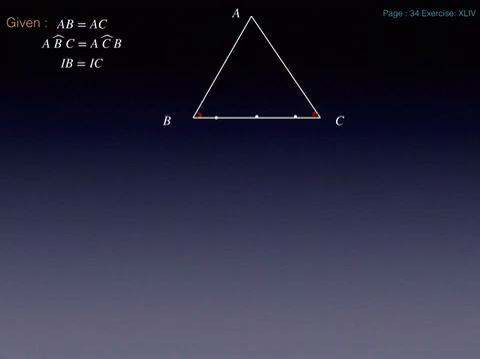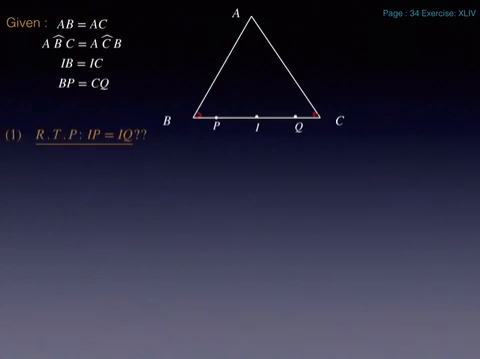And we have that the point I is the midpoint of the side BC, that is IB is equal to IC, given. And also we have the two points, P and Q, such that P is a point of segment BI and Q is a point of segment CI, such that BP is equal to CQ. The first question is to prove that I is the midpoint of PQ, that is to prove that the two sides IP and IQ are equal.